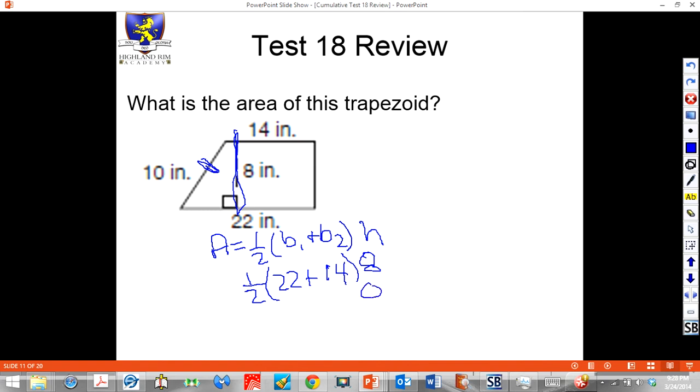Okay, so it's 1/2 times 36, or 18, times 8, which is equal to 144 inches squared.